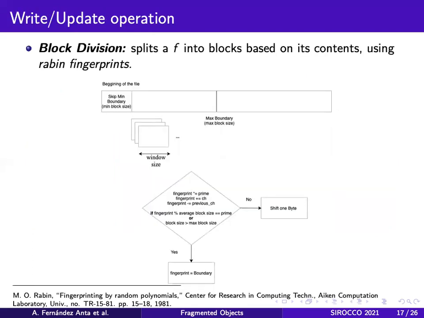Now, we describe how the write operation works in our system. First, we split the file into blocks based on its contents using rolling fingerprints. This rolling hashing algorithm uses a sliding window in order to identify the block boundaries. The algorithm allows you to specify the minimum and maximum block sizes, avoiding blocks that are too small or too big.